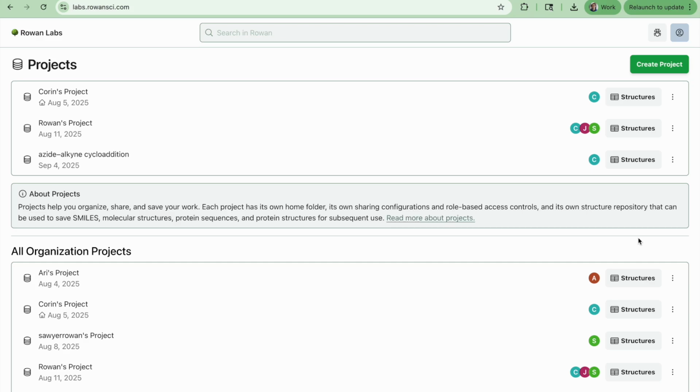Hi folks, it's Corn here from Rowan, and today I'm going to show how Rowan's new double-ended transition state search workflow can be used to rapidly study reactivity.